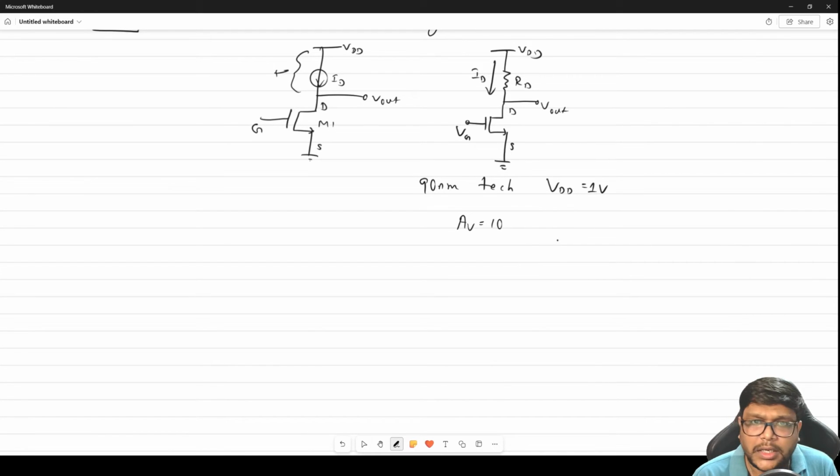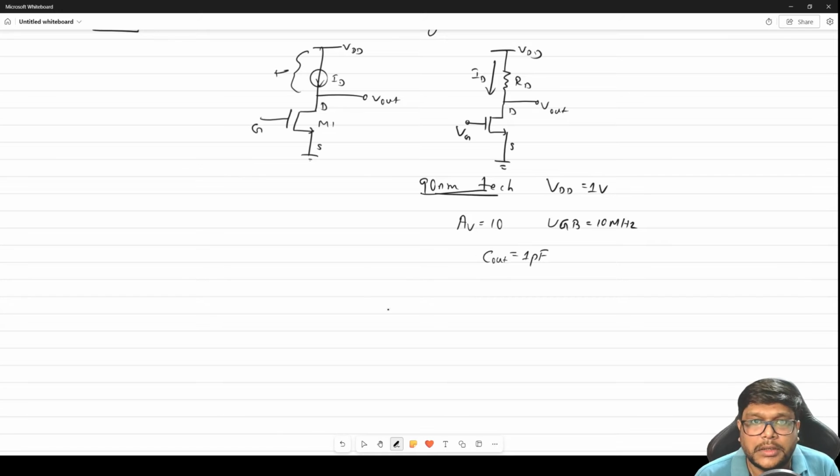Okay, and our UGB, unit gain bandwidth, we have to check whether we can get this in this technology by using our gm/ID method. Okay, so UGB will be 10 megahertz, that is the unit gain bandwidth, and our output capacitance Cout will be 1 picofarad. Okay, so this is a 90 nm tech.